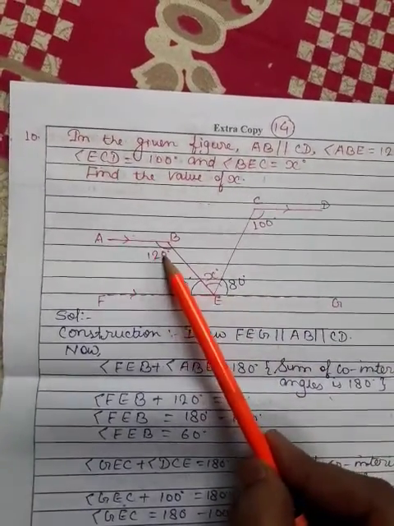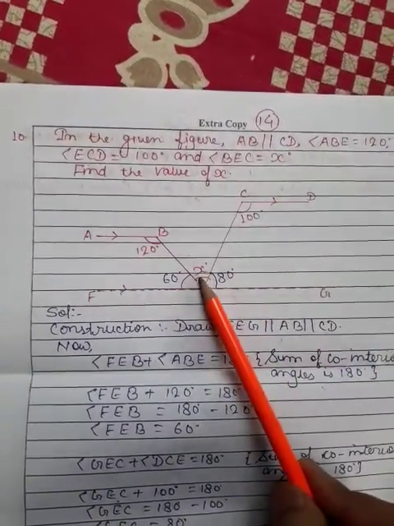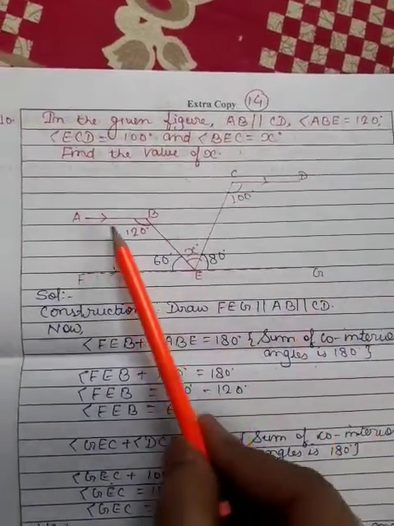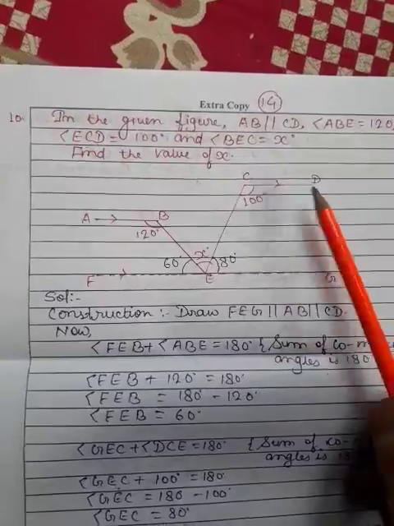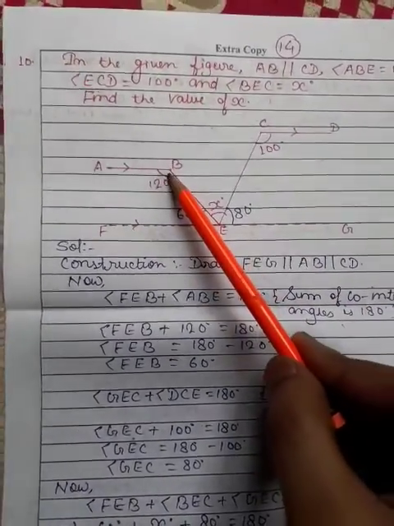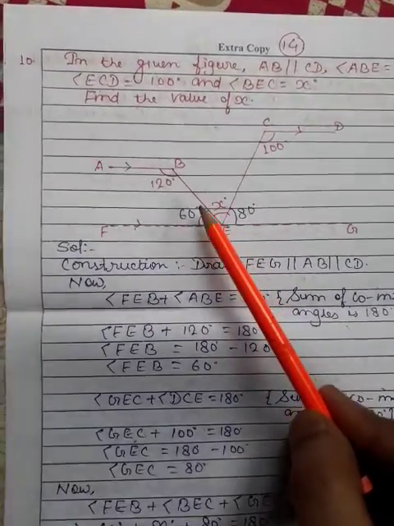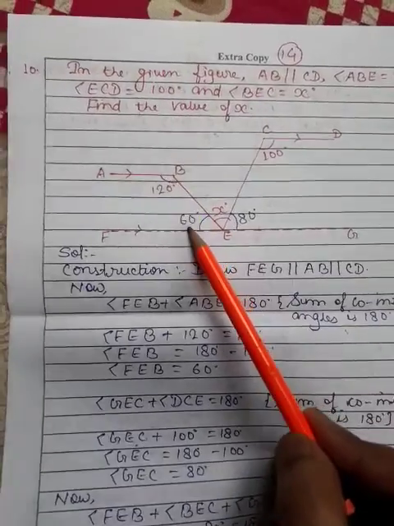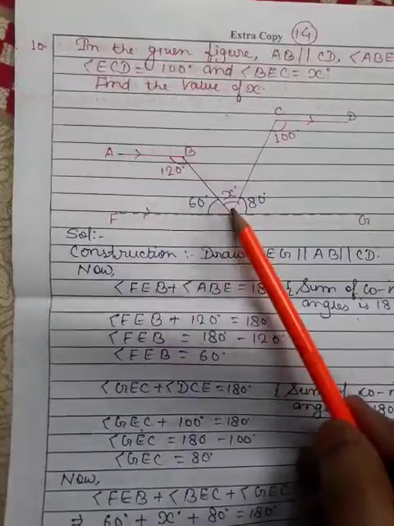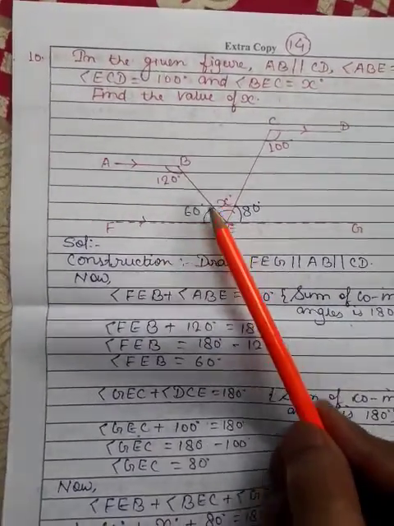Now here we have got 120 degree and here we have got 100 degree. And once again in this sum we will draw one construction. We will draw this line FEG parallel AB parallel CD. Now see, these two are co-interior angles, so this angle plus this angle will be equal to 180 degree. So angle FEB plus angle ABE.